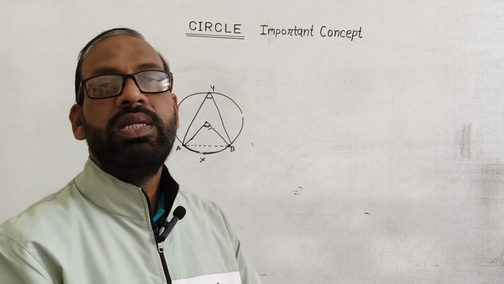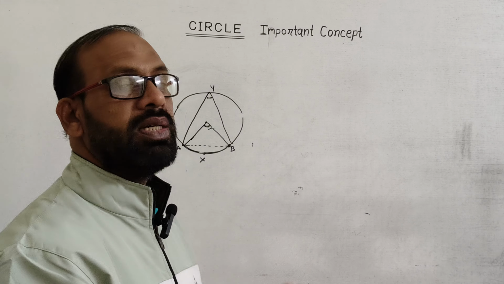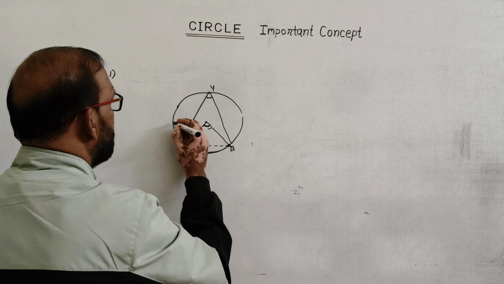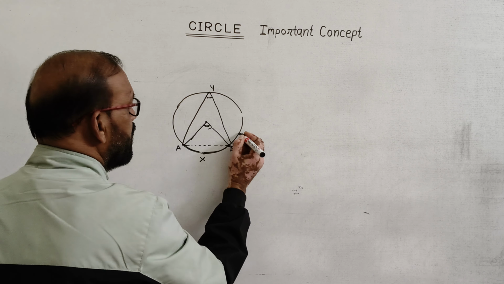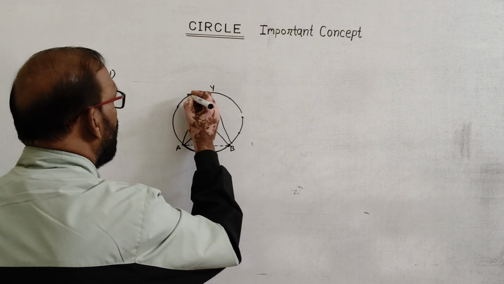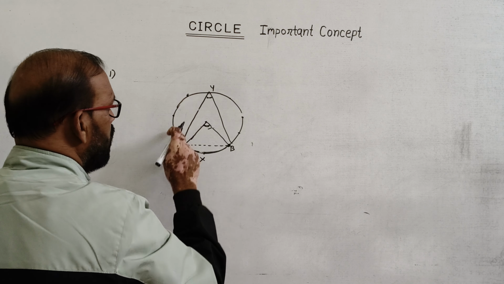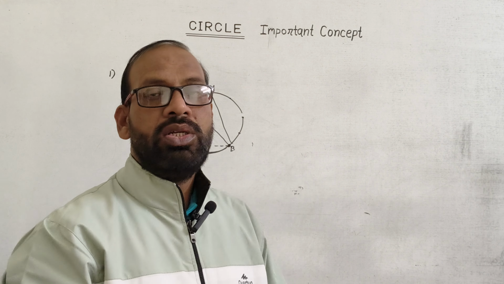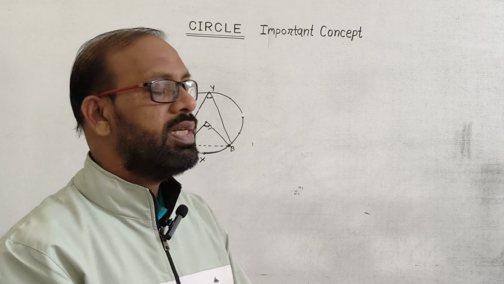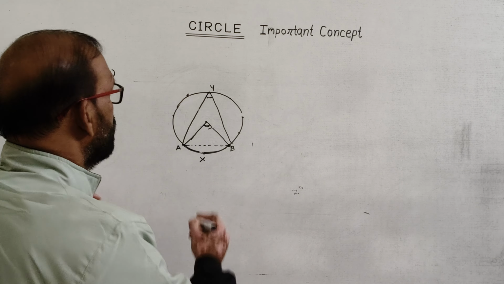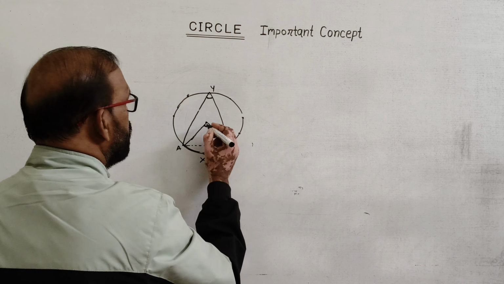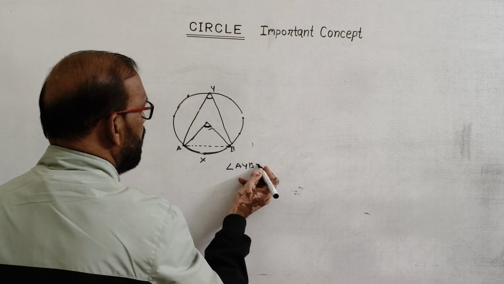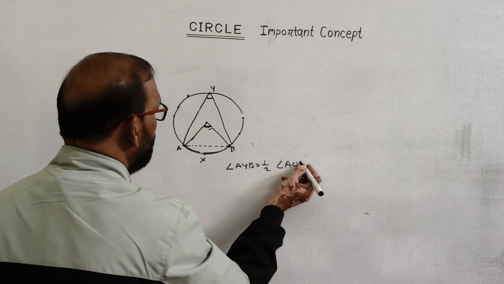So how many such inscribed angles can be formed? By taking different points on this remaining part of the circle, if we take this point, this point, or this point, and join all the points like this, it forms so many inscribed angles. First we think about one inscribed angle, that is angle AYB. What is the measure of this AYB? It is always equal to half of the central angle, meaning angle AYB is half of angle AOB.